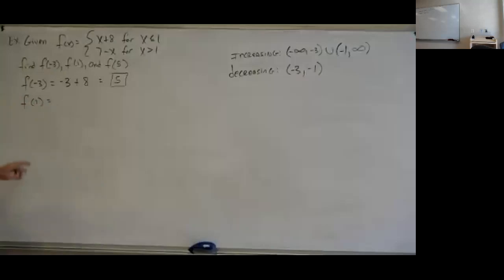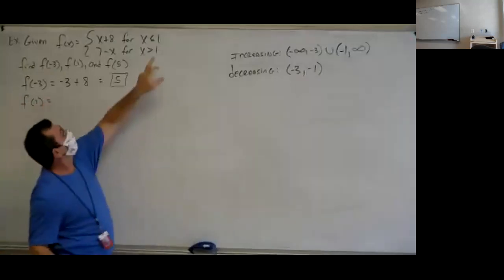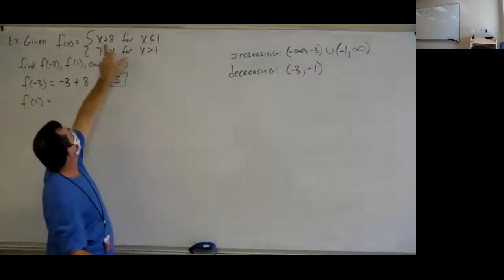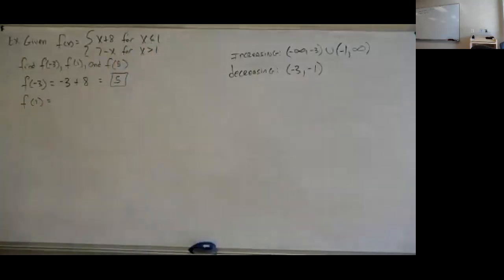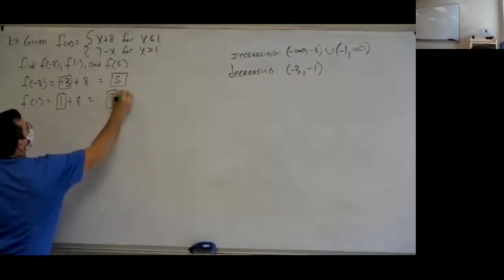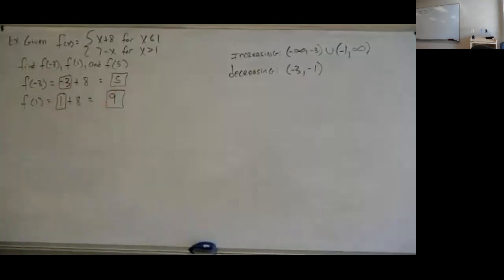Right, so here's my question. We're finding f of 1, right? Is 1 equal to or less than 1? Yep, so we're going to use x plus 8. In place of that x, you're going to put a 1, so you're going to do 1 plus 8. But notice they use the same equation because both of them were equal to or less than 1. So 1 plus 8, we get 9. So f of 1 is 9.